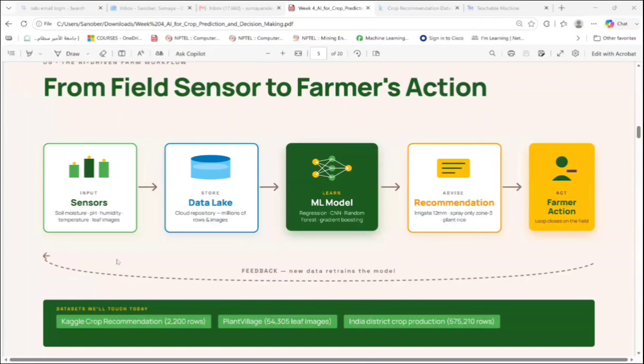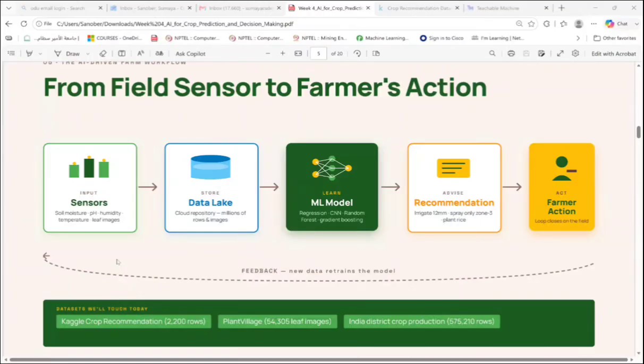Then something goes back, which is called feedback. Based on the feedback, again the new sensor is going to work. It is going to store the information in the database. Then the machine learning is going to take the patterns, and then it is going to give us the information to act or make a decision.